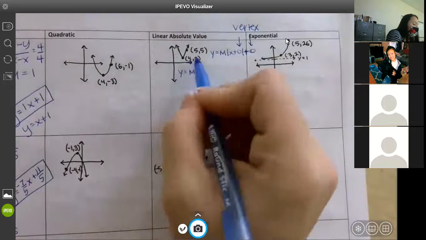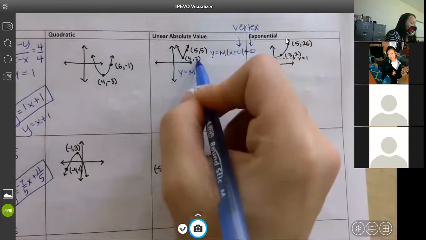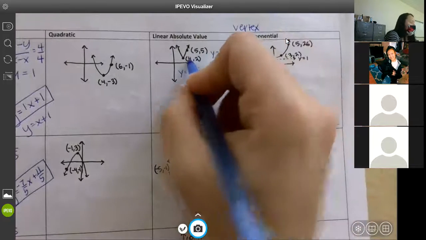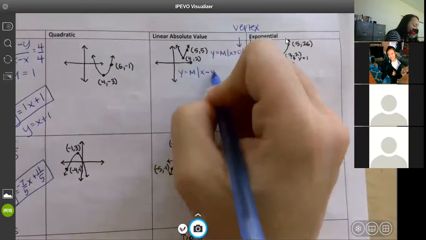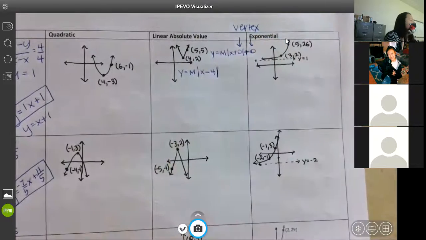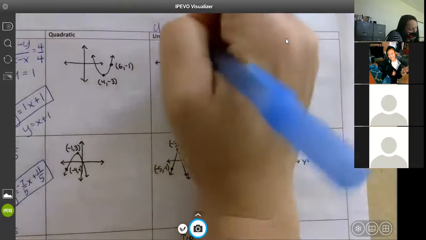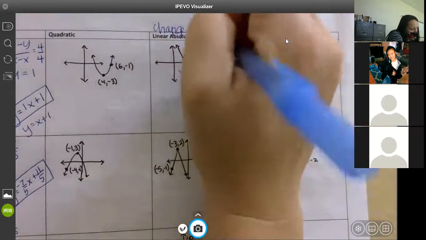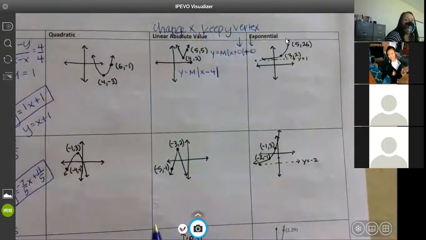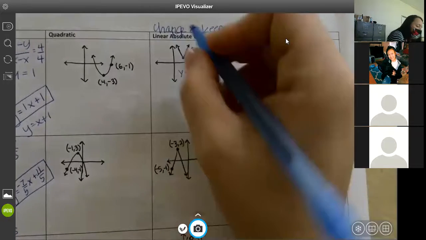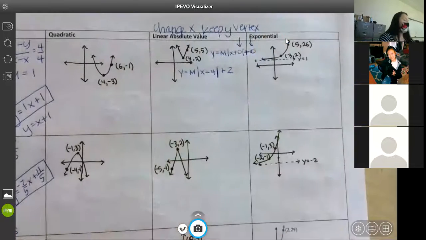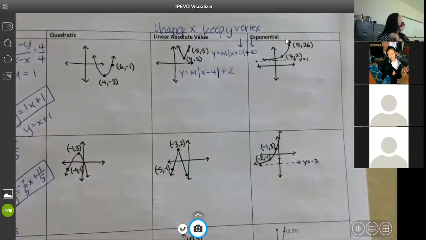Our vertex is 4, 2. So remember, when I put my x inside, I'm going to change it. So it's going to be a -4. Change x, but keep y on the vertex. And then our y is 2. So it'll be a +2 on the end. Okay, so that's the very beginning. We were having 0, 0. Now we have a vertex. Change x, keep y. And that's going to happen on quadratic as well.